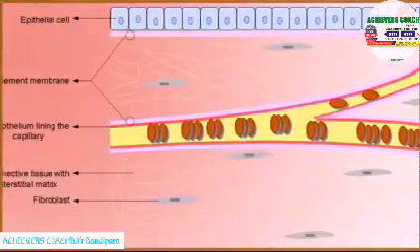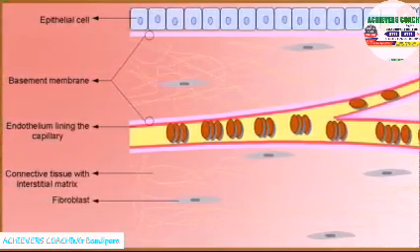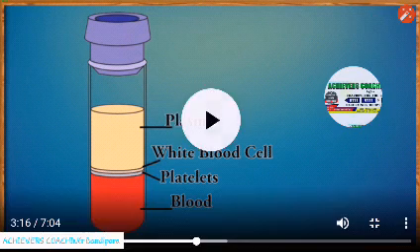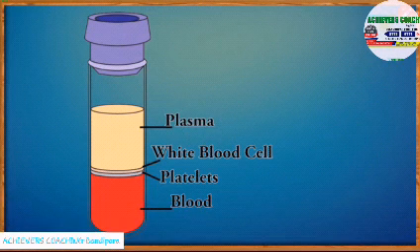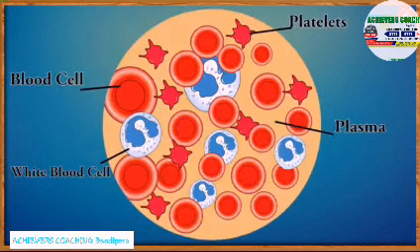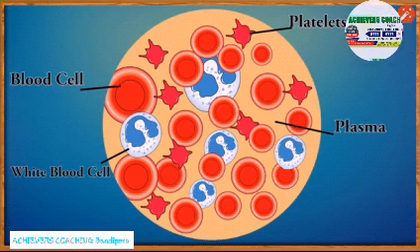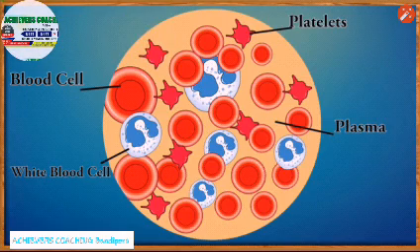The cells of connective tissue are loosely spaced and embedded in an intercellular matrix. Blood has a fluid, liquid matrix called plasma, in which red blood cells, RBCs, white blood cells, WBCs, and platelets are suspended. The plasma contains proteins, salts, and hormones.